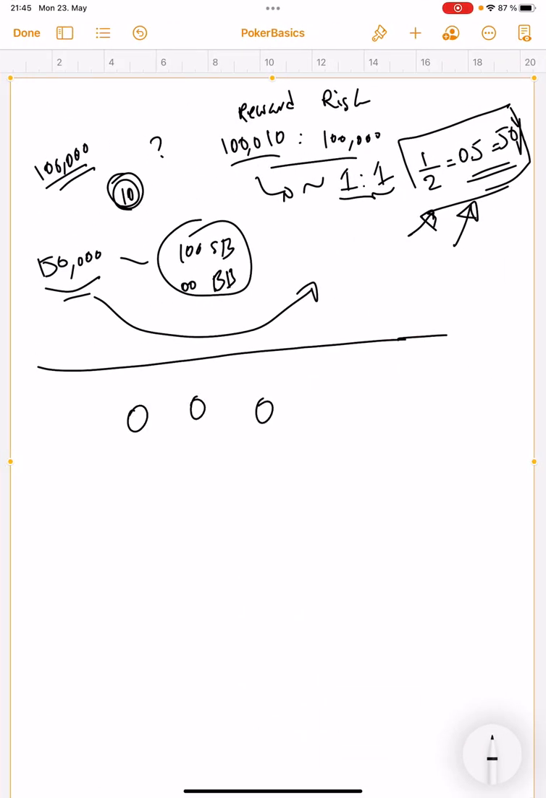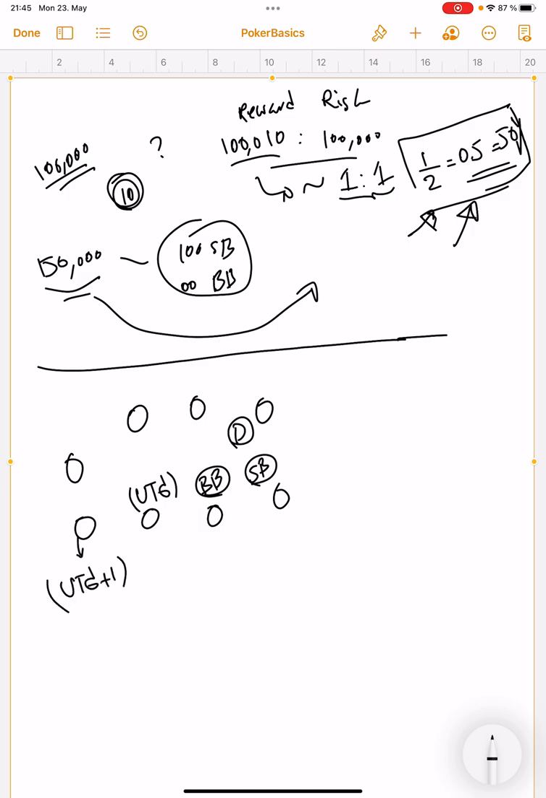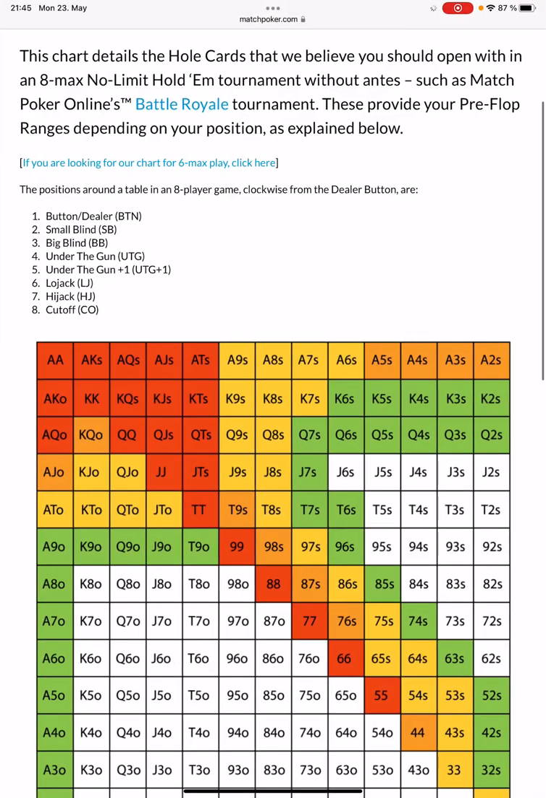So there were 8 people, right? So let me just write everything down to here. Suppose we have dealer here. Then to the left, it will be small blind, big blind, and this will be UTG. UTG is under the gun. So this guy will be UTG plus 1. So this is under the gun plus 1. This is the terminology here.